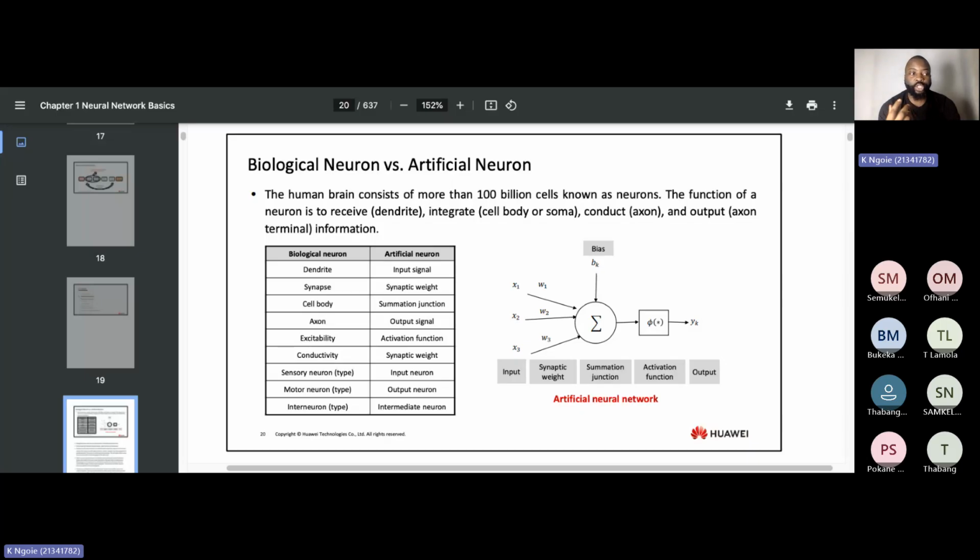Maybe it's a 28 pixel by 28 picture. 28 by 28 is 784. So we have 784 pixels in total. And each part of the picture has certain information.